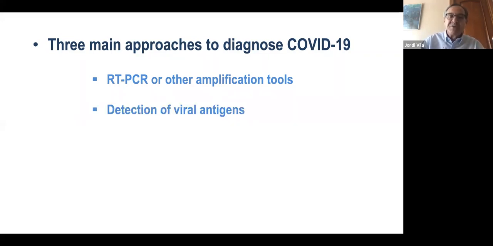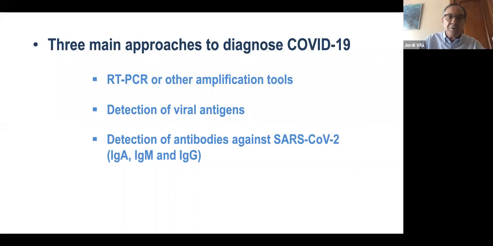Another possibility is to detect directly from the samples the presence of the virus, but not detecting the genome. In this case, we detect specific antigens, specific proteins from the virus. The third approach is what we call an indirect or microbiological diagnosis, the detection of antibodies against SARS-CoV-2. In this sense, we can talk about the detection of IgA, IgM, or IgG. There are a couple of additional methods that we can use. One of them is the whole genome sequencing of the virus.